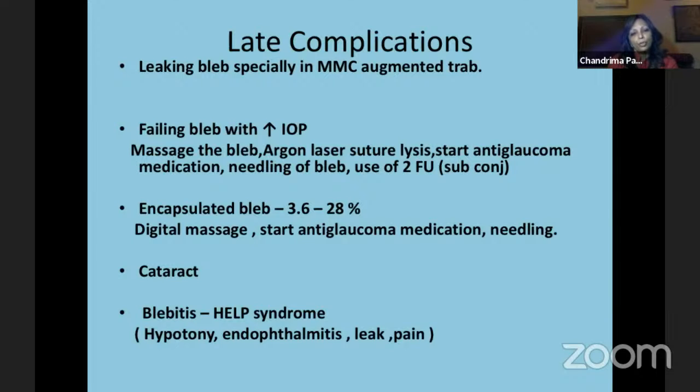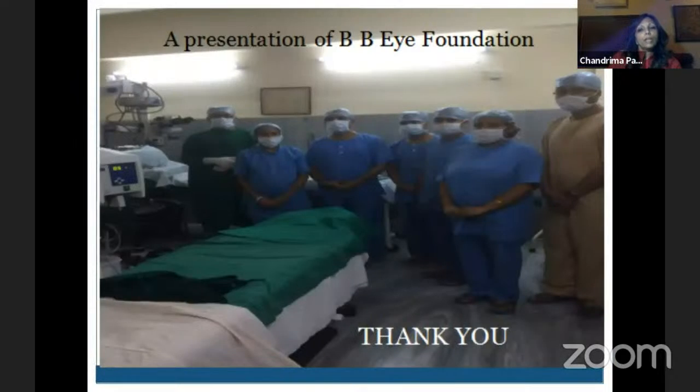Cataract formation is one of the complications of trabeculectomy, and of course blebitis, where you can also have endophthalmitis, leak and pain. So that's it.